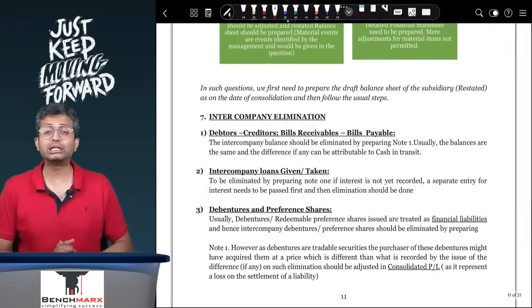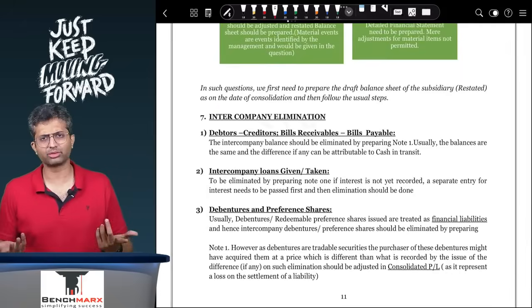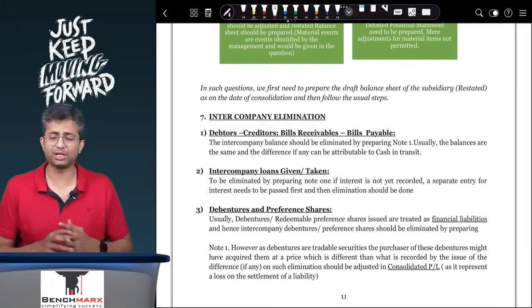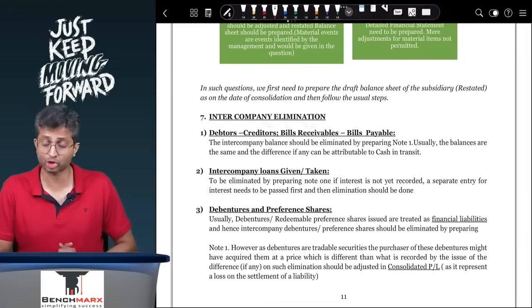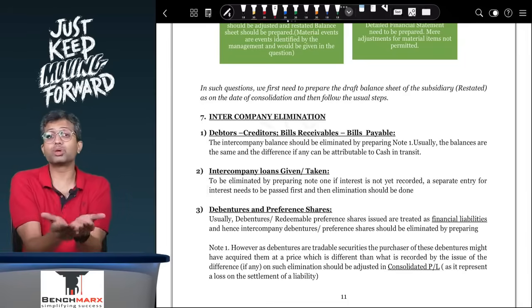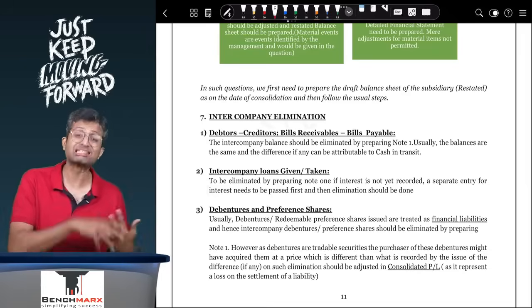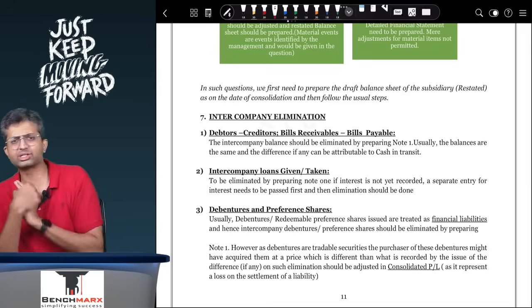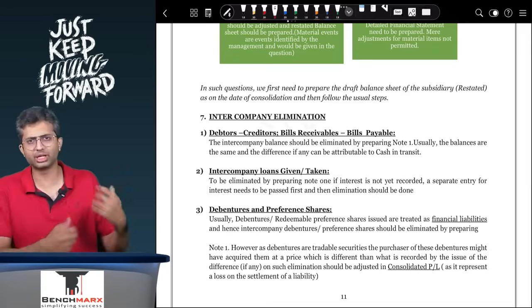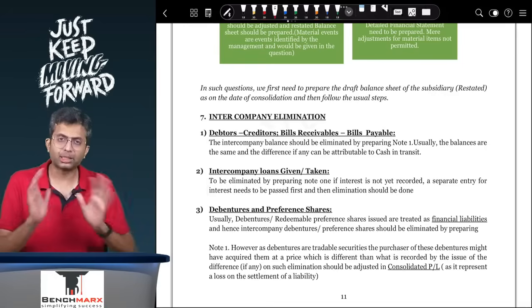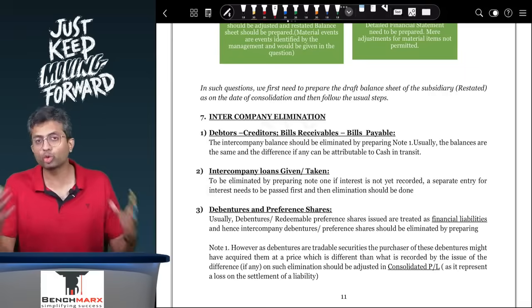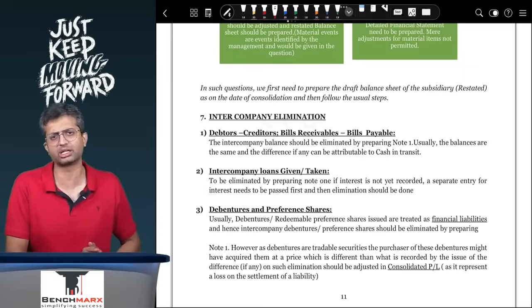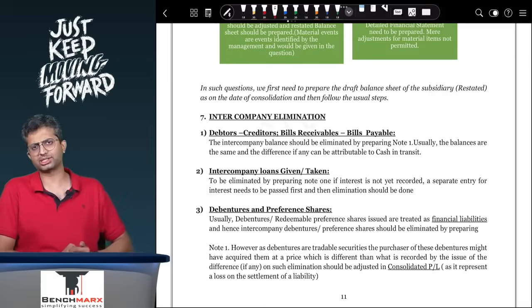Then there are certain intercompany items like debtors, creditors, you eliminate. Bills receivable, bills payable, eliminate. Loans given, loans taken, eliminate. You might probably have certain interest adjustments also over here, and there might be investment in debentures or investment in preference shares. Typically these are financial assets in the books of the investor and financial liabilities in the books of the issuer. Even if it is preference share, it is a liability, so it will not go in the goodwill working, it will go in the asset and liability. Debenture will also go in the asset and liability.